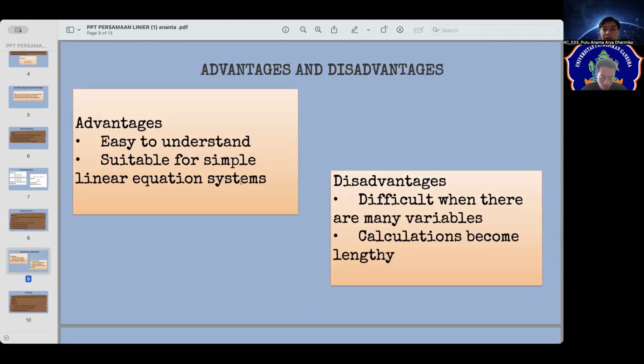Next are the advantages and disadvantages. The advantage is that it is easy to understand and suitable for simple linear equation systems. The disadvantage is that it is difficult when there are many variables and the calculation becomes lengthy.